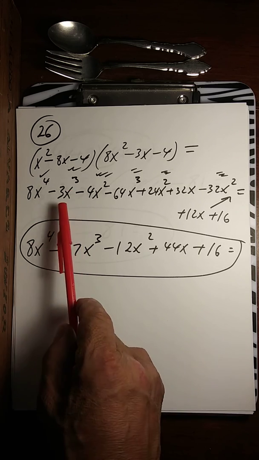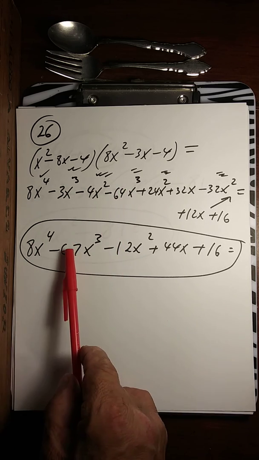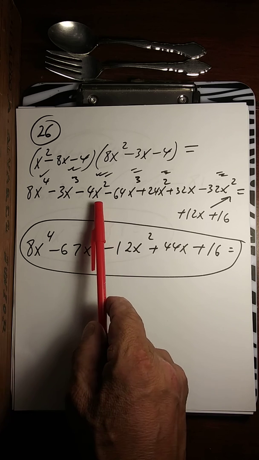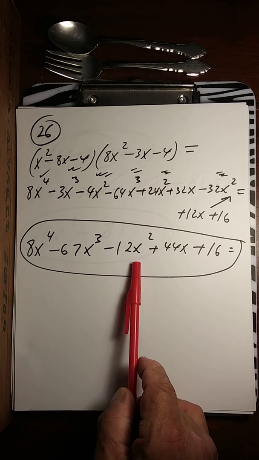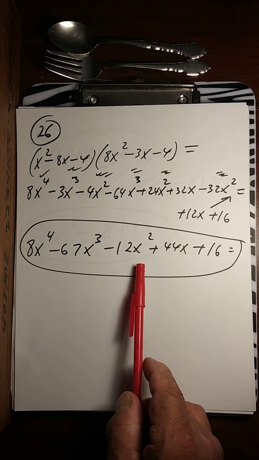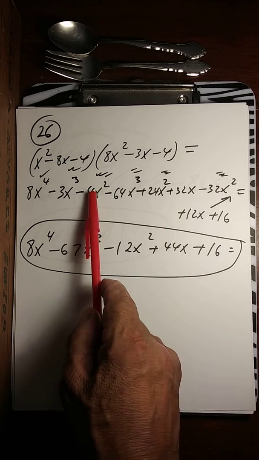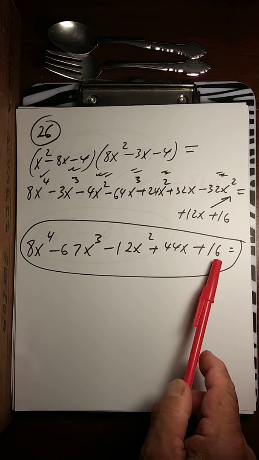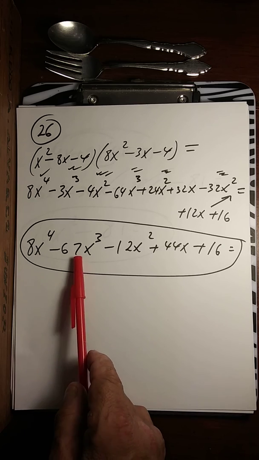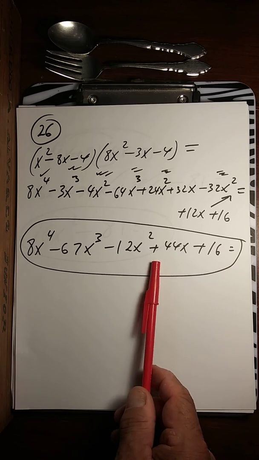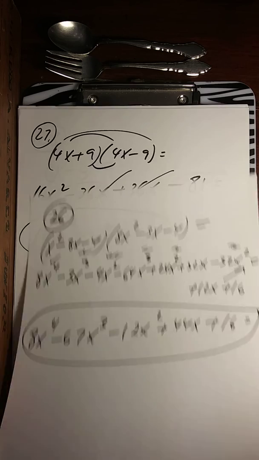8x to the 4th, and then cubes is going to give you negative 67x cubed, and squares is going to give you negative 12x squared. These right here. Plus 44x for that. So 8x to the 4th minus 67x cubed minus 12x squared plus 44x plus 16.